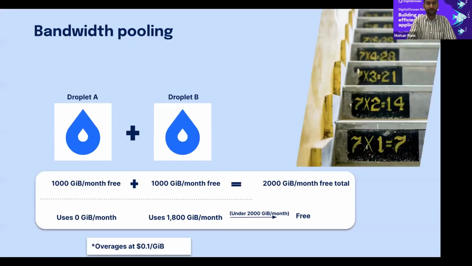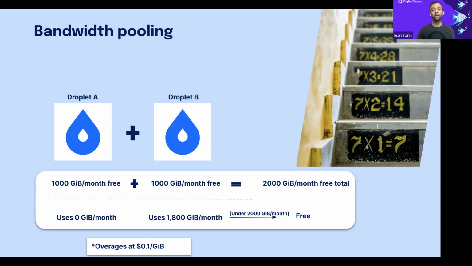So to explain our bandwidth pooling, every droplet has a free allotment of bandwidth. Let's say you get the smallest droplet possible with 1,000 gigabytes a month free. You have two of these droplets, A and B, so in total you have 2,000 gigabytes a month free. One of those droplets uses 0 gigabytes because it's just internal traffic communicating to other applications within your network on DigitalOcean. And droplet B transfers 1,800 gigabytes externally a month. Since that's below your 2,000 gigabyte a month free total, you do not spend anything that month on bandwidth.